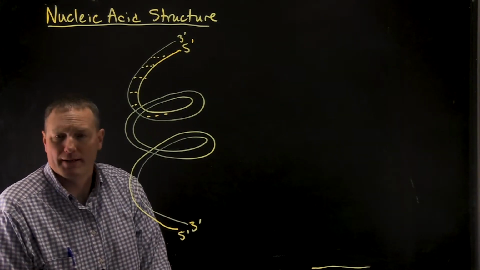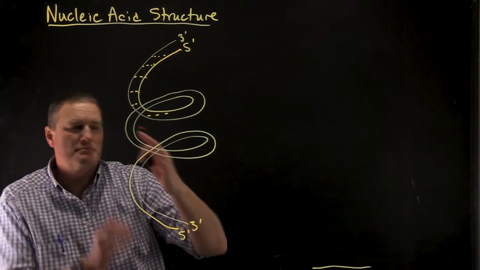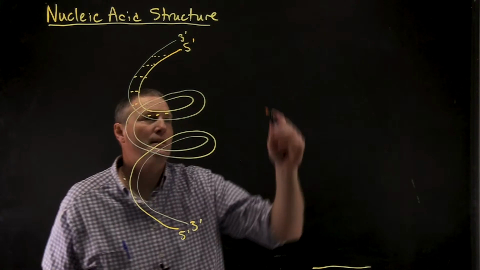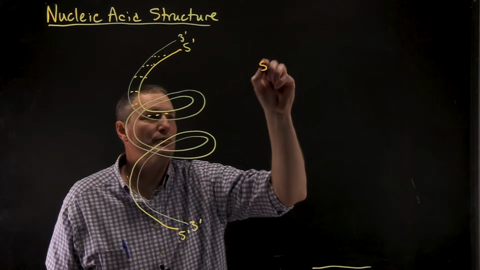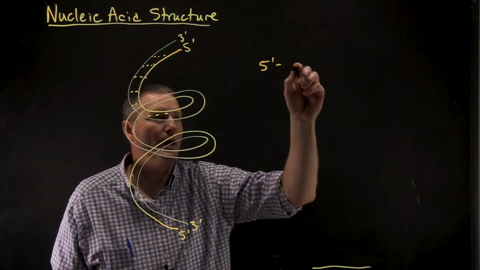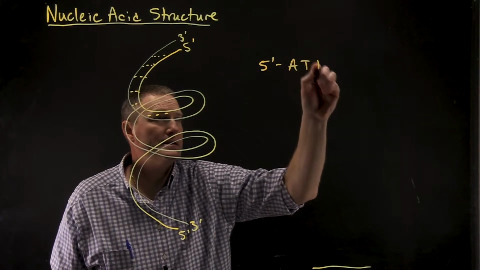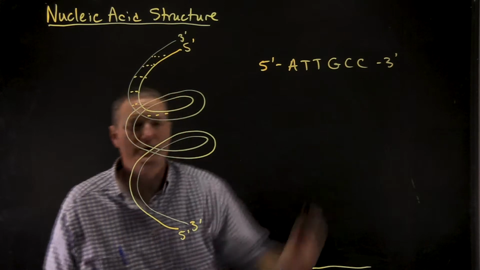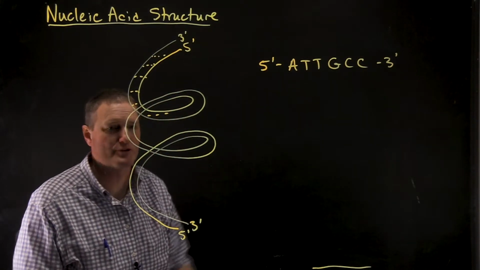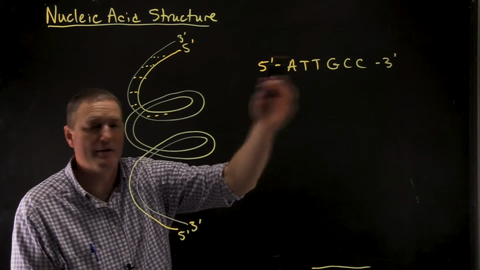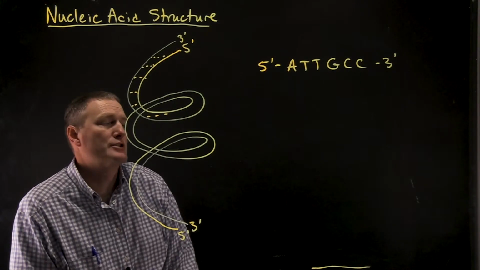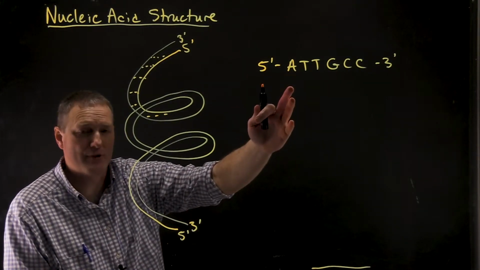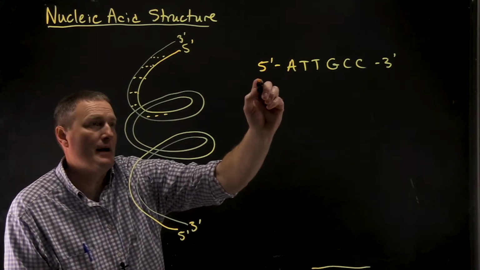So if we were to draw out a strand of DNA, we don't have to draw all of the structure, we can just write the letters. So let's say we had a sequence that was written from 5' to 3' in the following way. A, T, T, G, C, C. Now by convention, we always write nucleotide structures from left to right, from 5' to 3'. And so if I wanted to now draw what the opposing complementary strand would be, that would be the following.